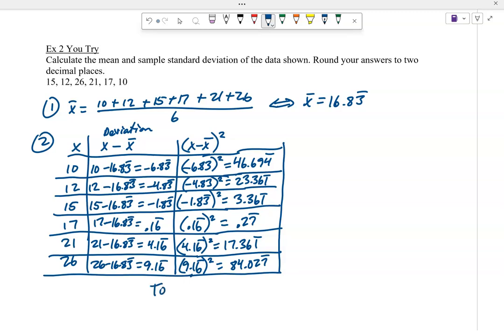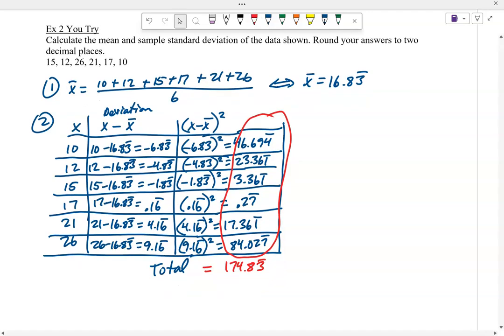And I need this total. So I'm going to add up all these numbers right here. Add all those up and you'll get 174.83 repeated. Okay.